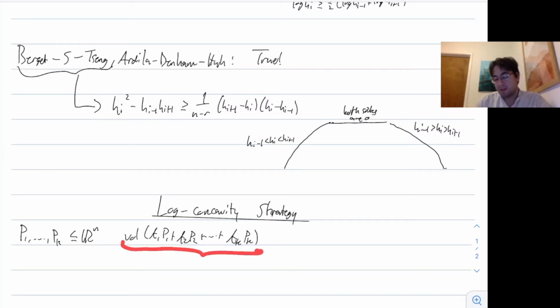So I want to look at what this volume is. Now, what does this mean? So these are just scaling. So I'm taking the t1 scaled copy of P1, the t2 scaled copy of P2, etc. What do I mean by adding? I literally mean set addition. So you take every point in the first polytope, every point in the second polytope, you add them together, and you completely disregard the multiplicities.